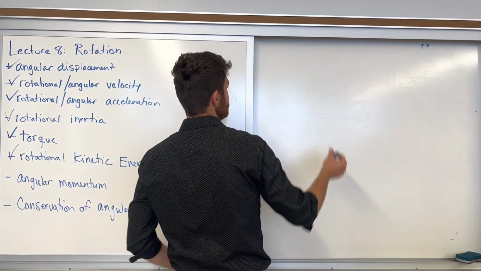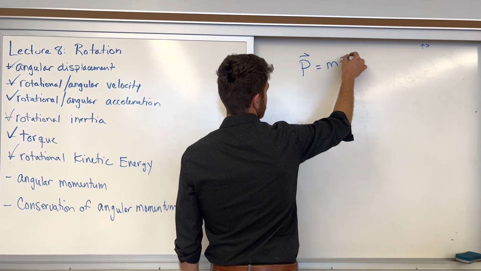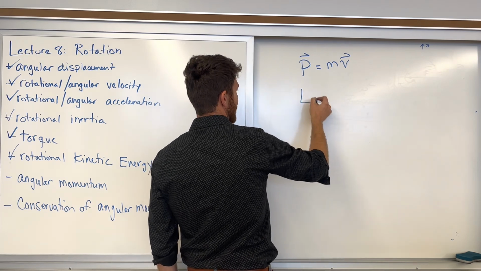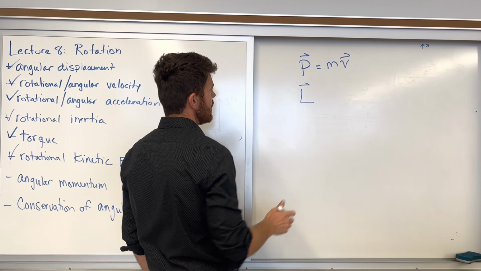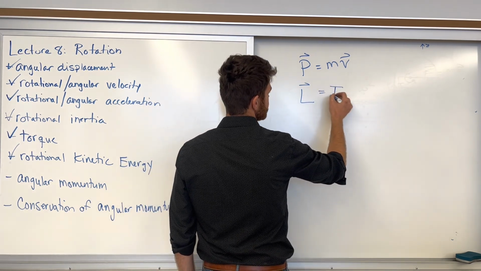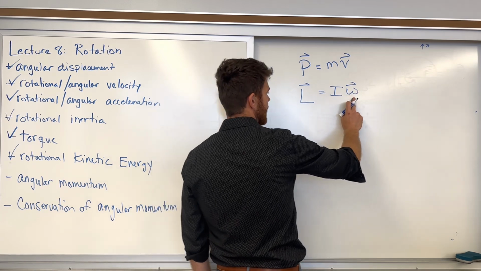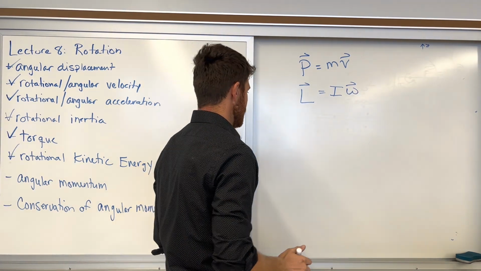For momentum, we have linear momentum is equal to mass times linear or translational velocity. We use capital letter L to represent angular momentum. And as you might guess, it's I times omega, the inertial term times the angular velocity.